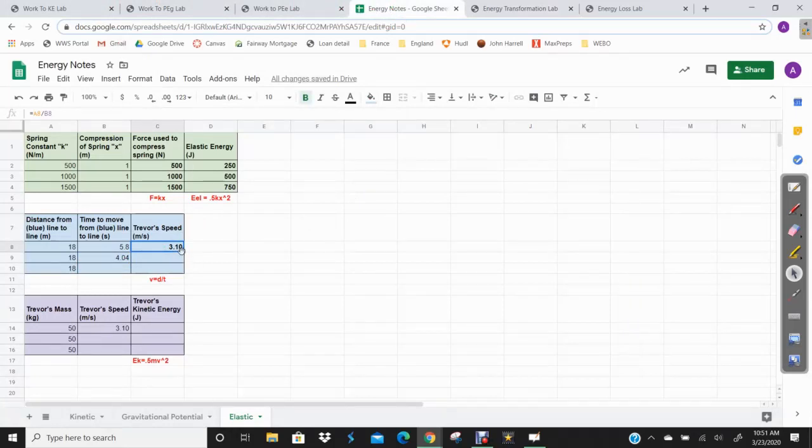So what we should be thinking here is that since the spring constant increased, that means that the force that was used to compress the spring was increased. Therefore, the elastic energy that was stored in the spring increased. So he should be shooting off at a higher velocity, which indeed he is.